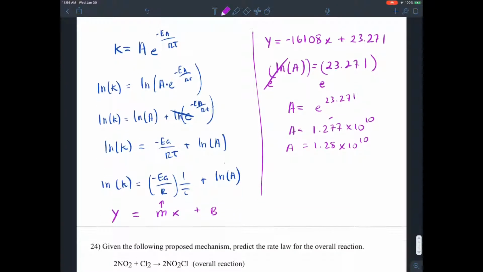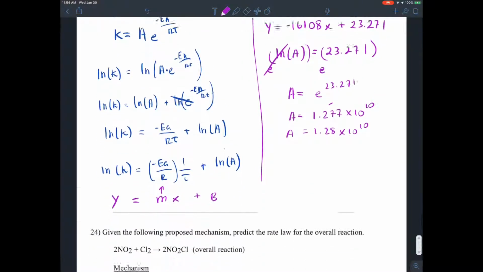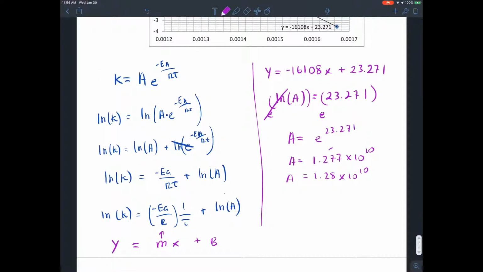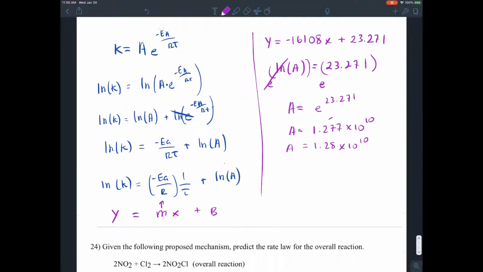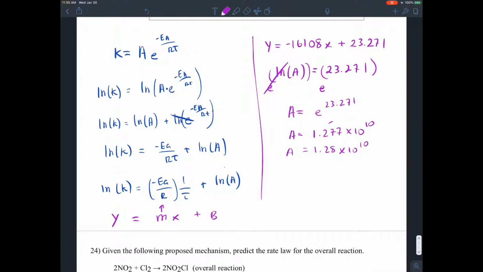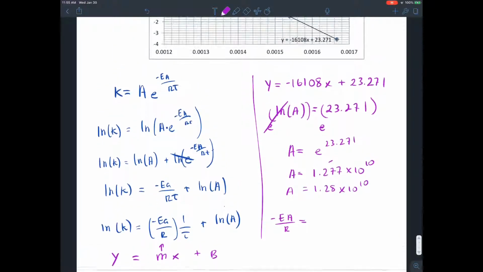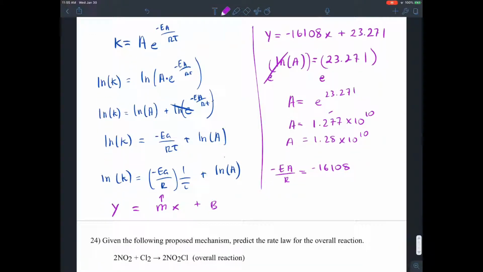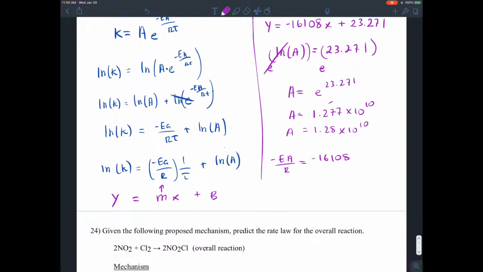Now we need to do the same thing for the activation energy, which we said was EA over R. In the equation above, that was 16108. So we're going to equate these two slopes to each other. That's negative EA over R equals negative 16108. Remember, we're solving for EA. These negatives are going to cancel each other out. Multiplying both sides by R, these cancel.